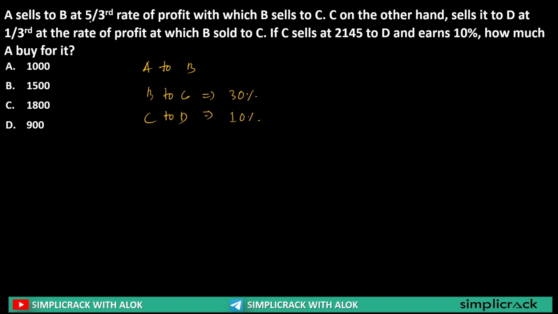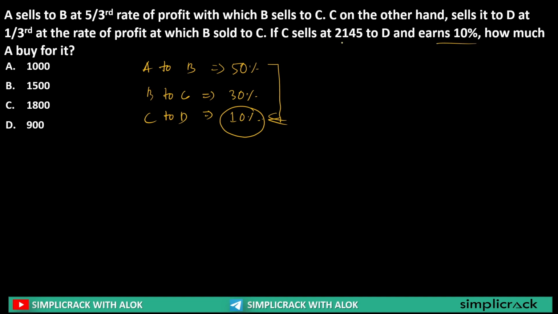Now A sells to B at 5 by 3rd rate of profit, which B sells to C. So B sells to C at 30% ratio. So A sells to B at 50% ratio. So the profit percentage is this much. Now what it is saying? It is saying that if C sells at 2145 and earns 10%, okay, so here our ratio is matching, because this was the profit percent we assumed and this is the actual profit percentage. Okay, so that's fine.